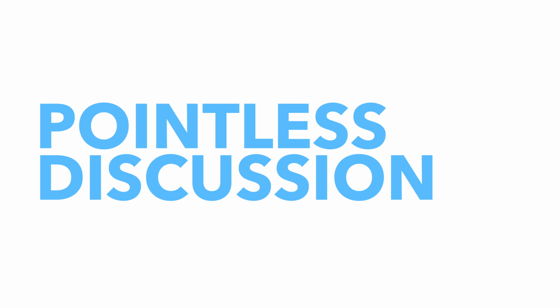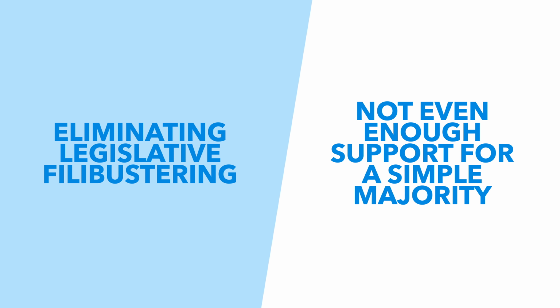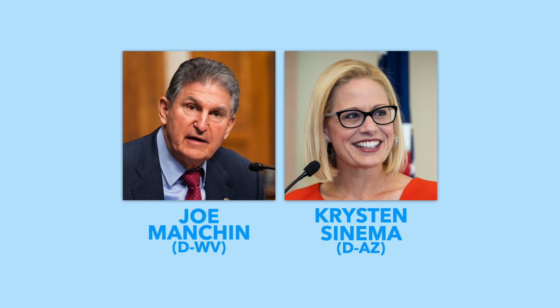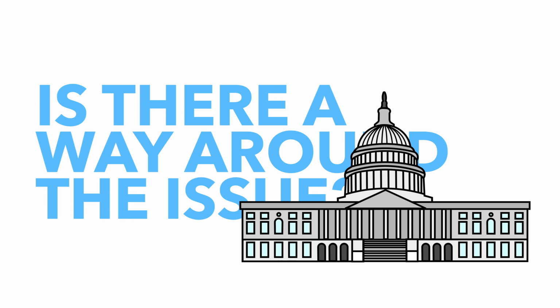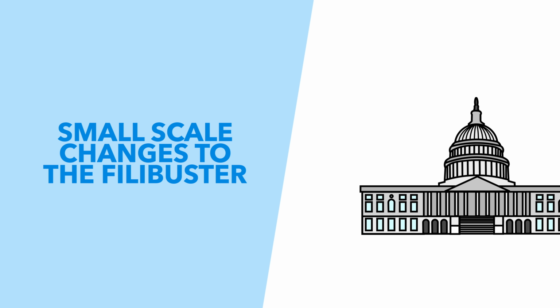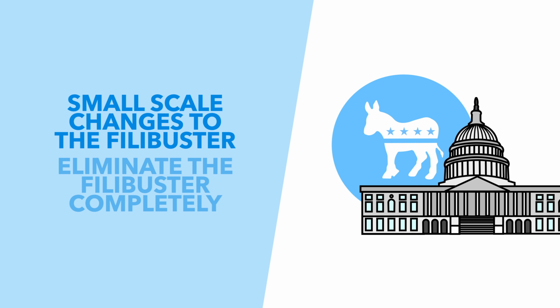To a degree, though, this is a pointless conversation. As for the genuine removal of the filibuster, there's simply not enough support. At least 2 Democrats, Joe Manchin and Kyrsten Sinema, are not in favour of such a change. However, there are ways around this. Could there be smaller scale changes that the Democrats could pursue without getting rid of the whole thing?